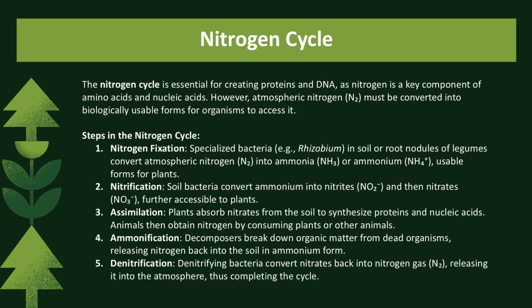The nitrogen cycle is essential for life as nitrogen is a key component of proteins and DNA. While nitrogen is abundant in our atmosphere, it must be converted into biologically usable forms. This happens through several key steps: nitrogen fixation by specialized bacteria, nitrification by soil bacteria, assimilation by plants, ammonification by decomposers, and denitrification that returns nitrogen to the atmosphere. Each step is crucial for maintaining the availability of usable nitrogen in ecosystems.